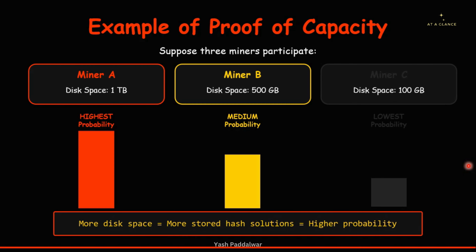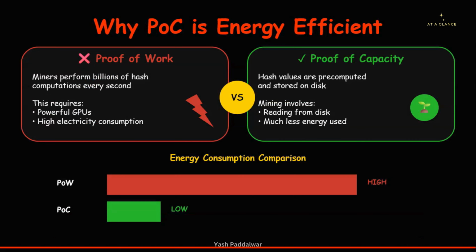Now it's not that the miner with the highest disk space will always win, because the final goal is to find the best solution, right? The probability of winning for miner A, since it has higher disk space, will obviously be high, because many solutions can be put forth, but it should have the correct solutions also. So I hope this example of proof of capacity is clear to you all.